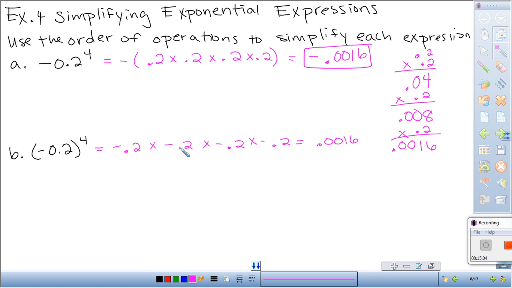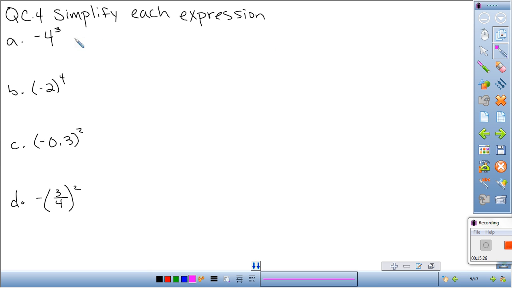So this negative times a negative will give us a positive, and this negative times a negative will give us a positive, and then we multiply the positive times a positive, which will still give us a positive. Remember that when you have an even number of negatives, your answer is going to be positive. And we'll look more closely at that in this quick check.